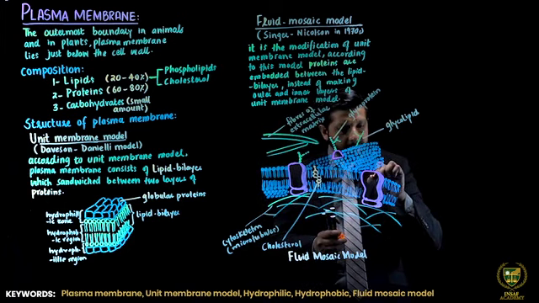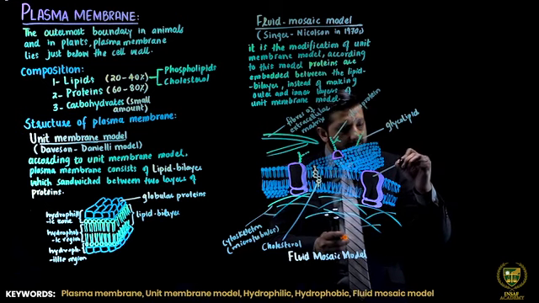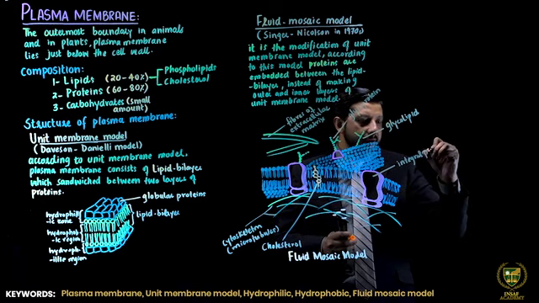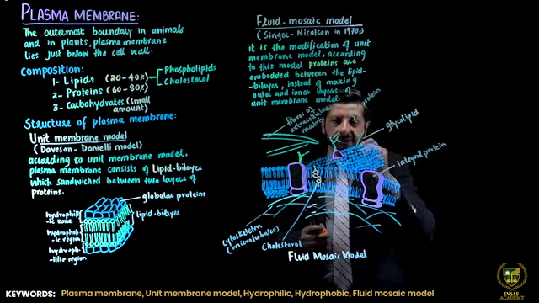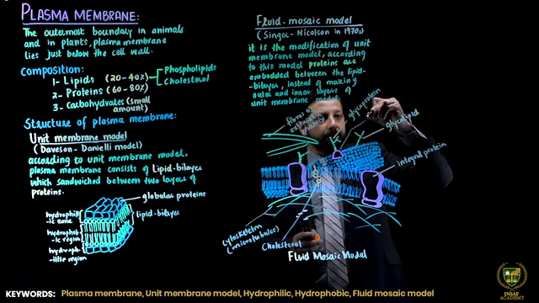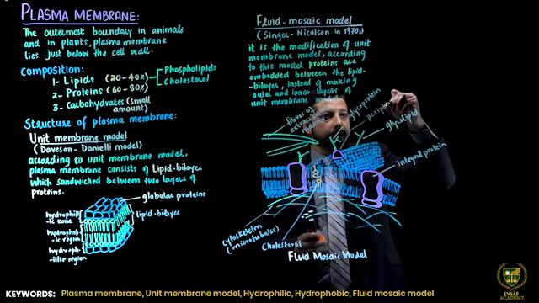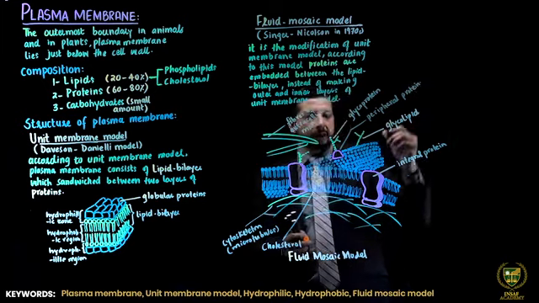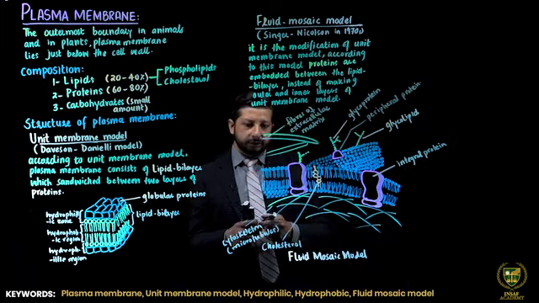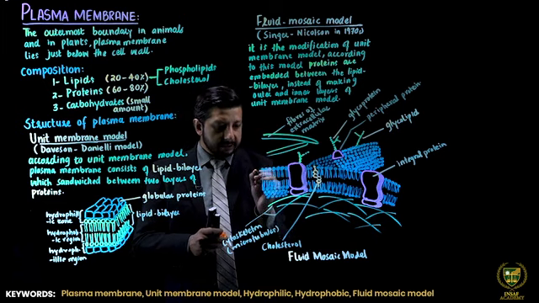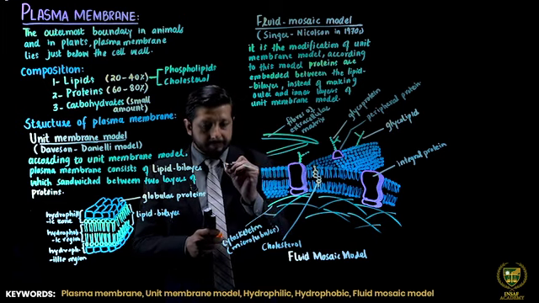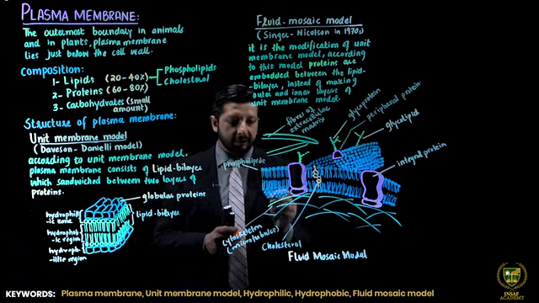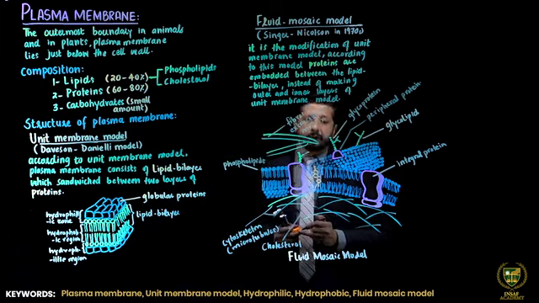And this is basically called as the integral protein. And this one is the peripheral protein. Here. So that is the structure. And these are the phospholipids. Here. So that is the fluid mosaic model.